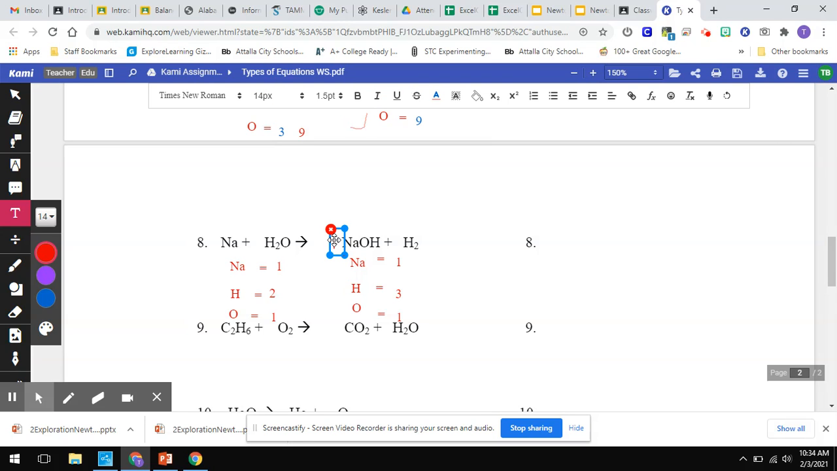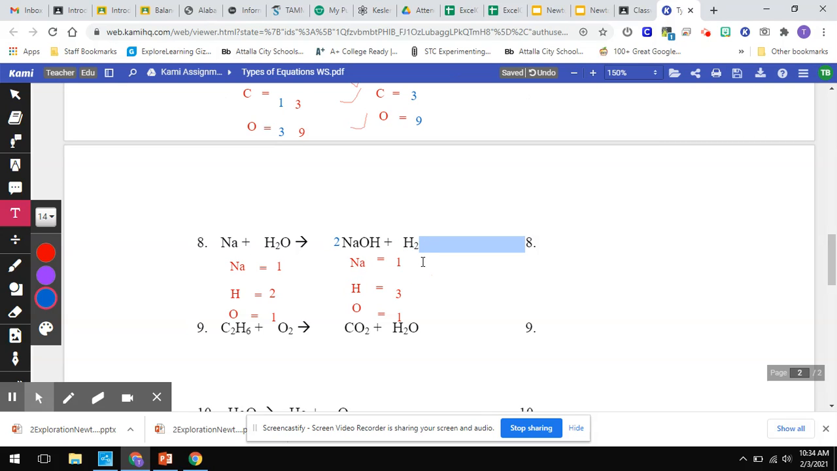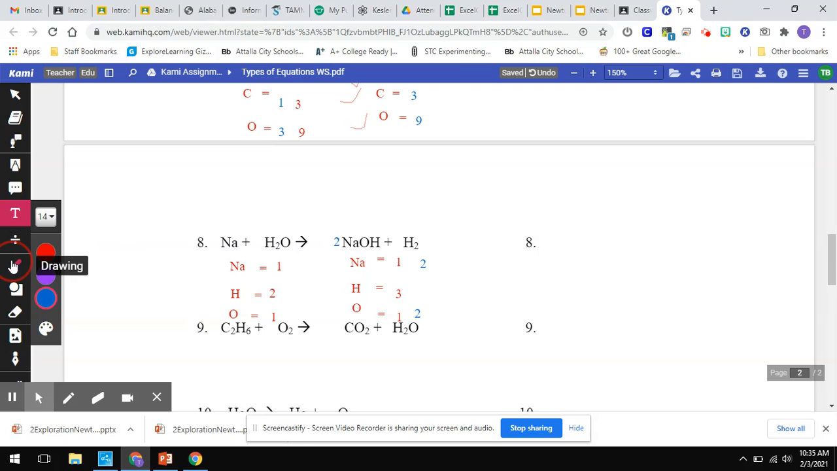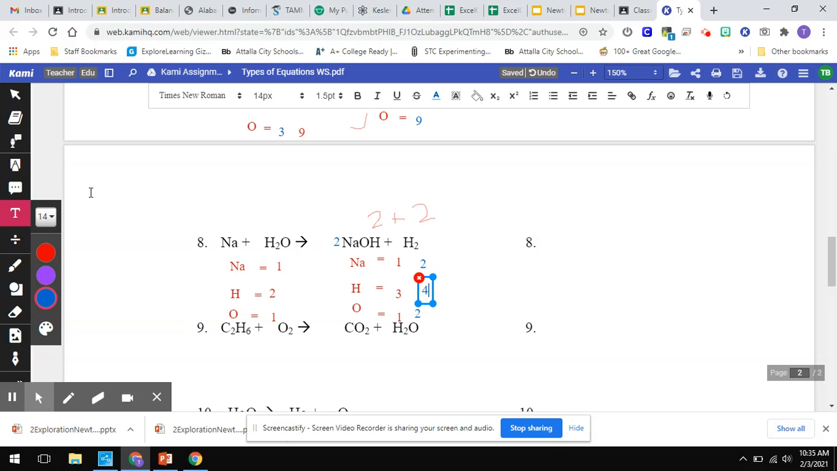By placing a 2. If we place a coefficient of 2, it will change all 3 of those, but we'll be able to go back and balance this out. So that's going to make that sodium become 2 times 1, 2. It's going to make that oxygen become 2 times 1, 2. And then it's going to make that hydrogen become 2 times 1, 2, plus the 2 hydrogens right there. So that's how you end up with a total of 4 hydrogens on that side.